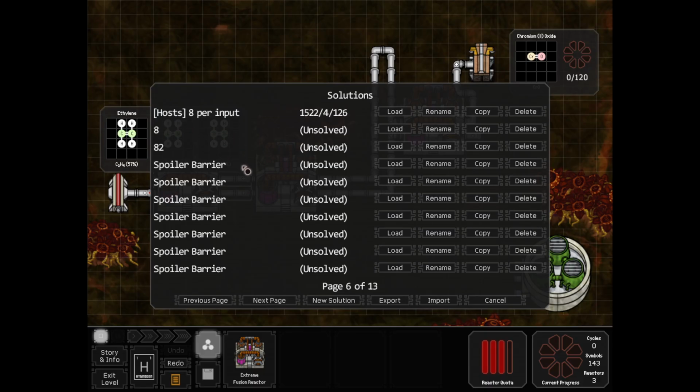Yeah, so this is our first 7-cycle solution.